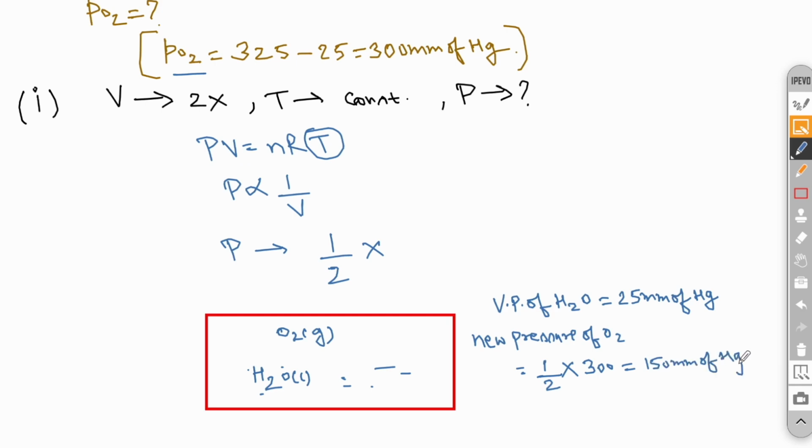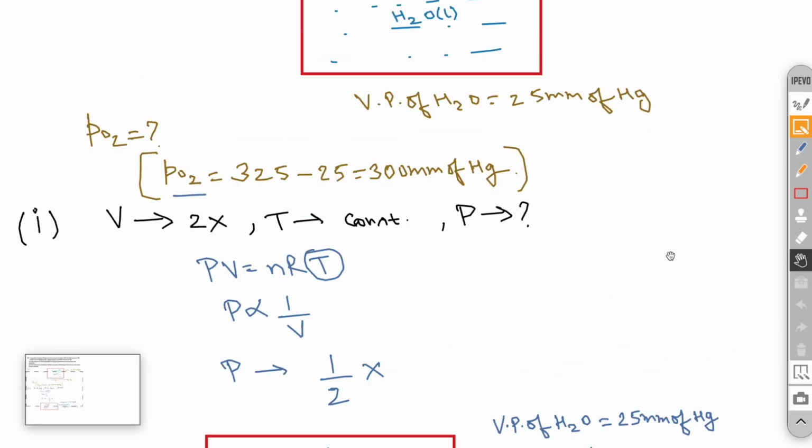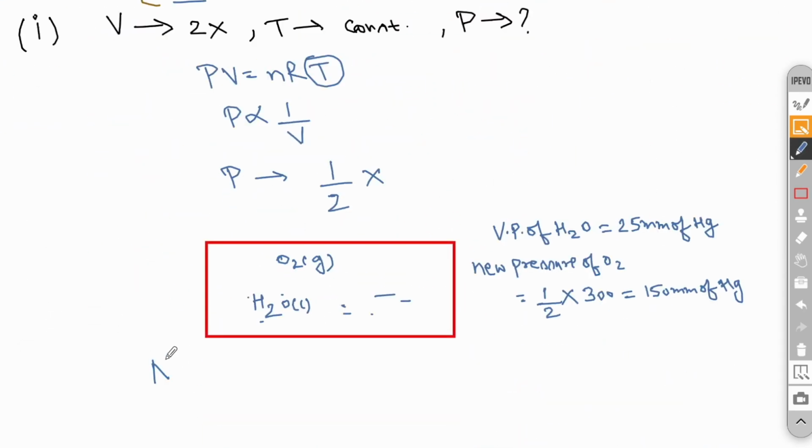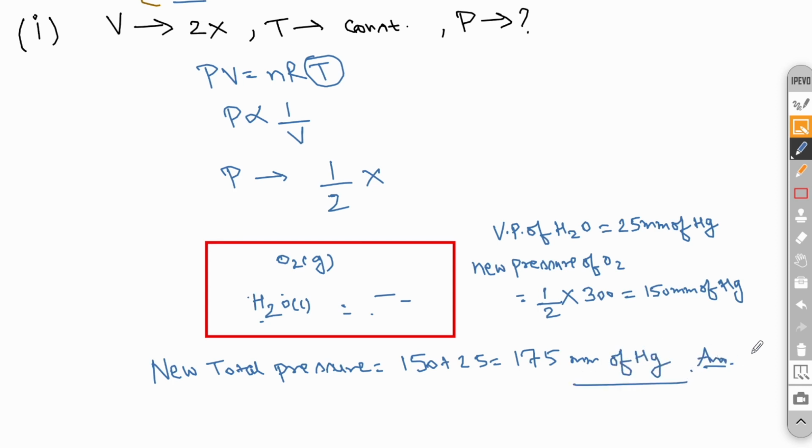So we can clearly determine the total pressure here. PT, whose formula is vapor pressure of water plus new pressure of oxygen. So the new total pressure will be equivalent to 150 plus 25, right? So it will come out to be 175 mm of Hg. So this will be the answer of our first part. When volume is doubled, the new total pressure will be 175 mm of Hg.